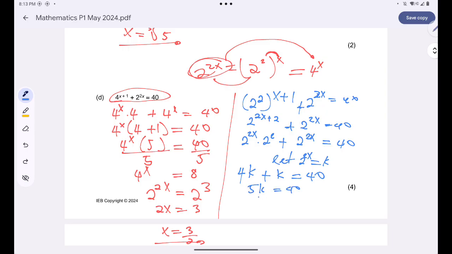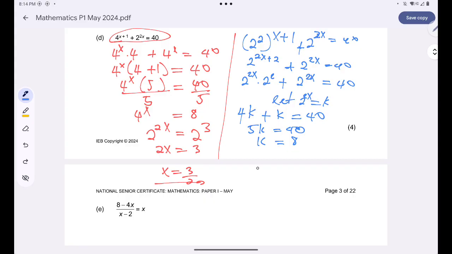5k is 40. Then k, divide both sides by 5. 40 divided by 5 will give me 8. Remember that I'm not solving for k, right? K was just a tool to help me get to the solution much more easily. So whenever I see k, I'll simply substitute 2 to the power 2x. I'll have 2 to the power 2x is equal to 8, which is 2 to the power 2x is equal to 2 cubed. 2x is 3, then x is 3 over 2. Just like that.